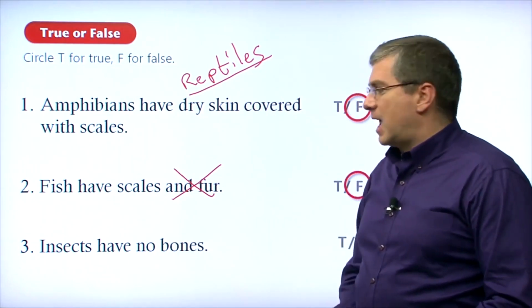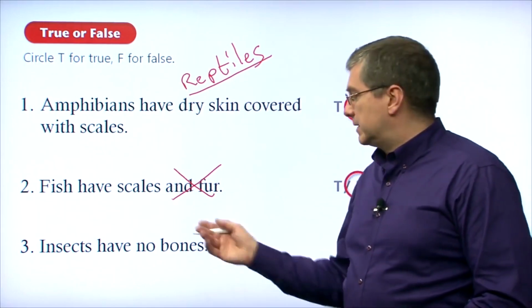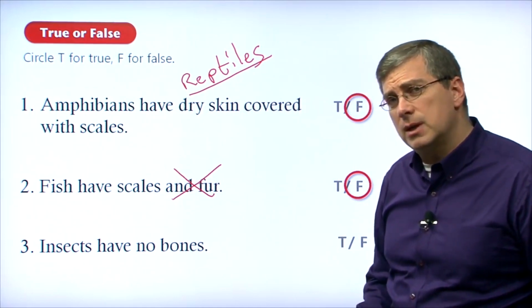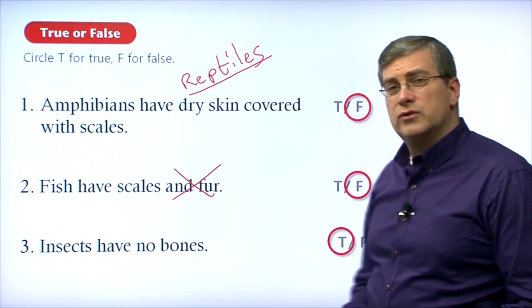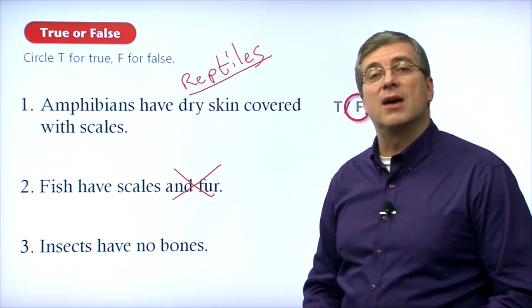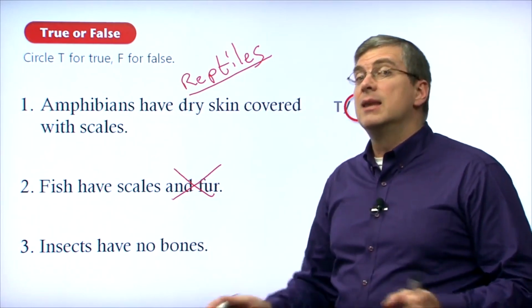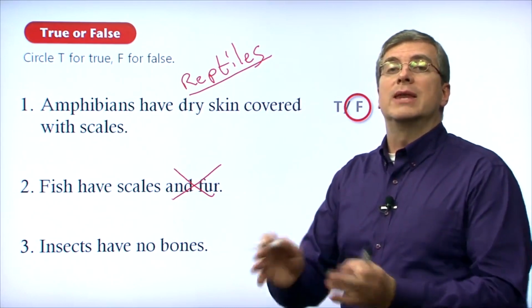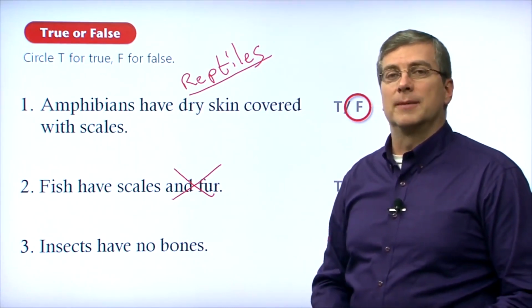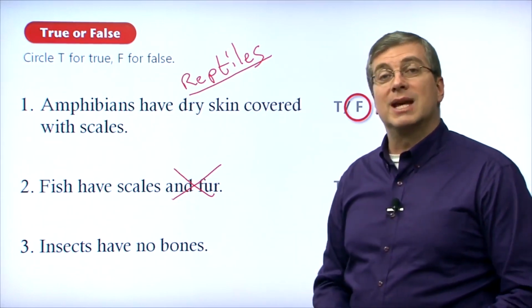3. Insects have no bones. So inside the body of an insect, there are no bones. Is that true or false? What do you think? If you chose true, you'd be correct, right? Insects don't have bones. That's true. They have no bones. Instead, they have a hard shell on the outside. And that's what supports their body, gives them the framework. Okay, well, let's take a short break before we get into the reading.